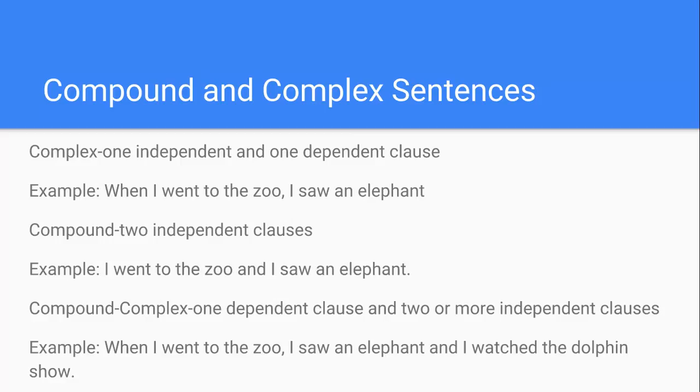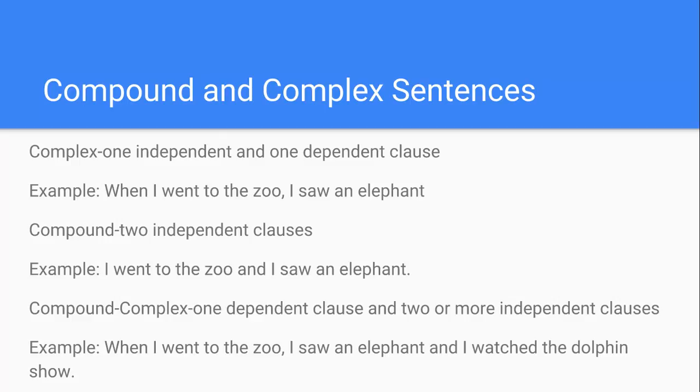An independent clause can. So for example, when I went to the zoo, I saw an elephant. When I went to the zoo is a dependent clause. I saw an elephant is an independent clause, so it's a complex sentence. A compound sentence has two independent clauses. I went to the zoo and I saw an elephant. I went to the zoo can stand by itself, and I saw an elephant can stand by itself. So it is a compound sentence.